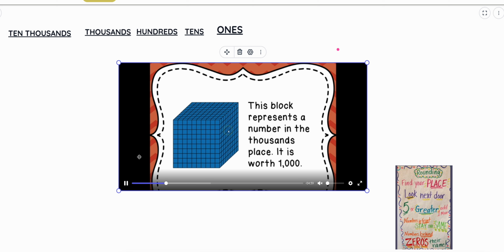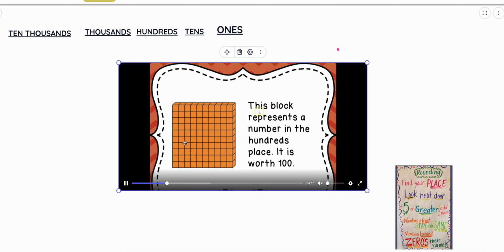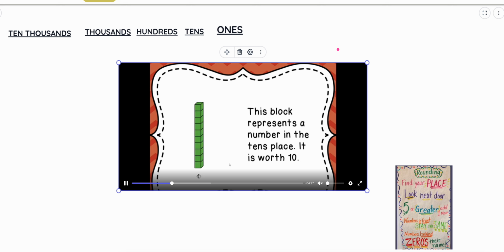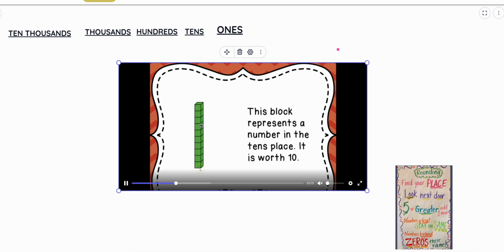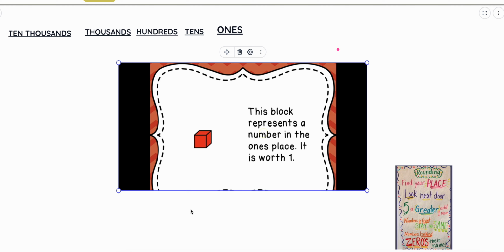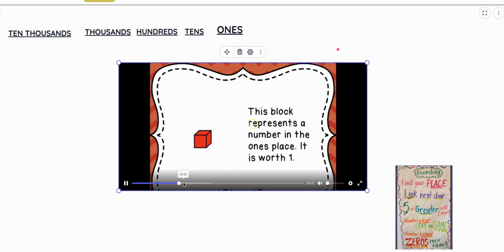This block always represents 1,000, okay? It's worth 1,000. This block represents 100, okay? Because we've got 10 going up and down, 10 side to side. We all know that 10 times 10 is equal to 100. This number block will always represent 10, the tens place, okay? Because when you count, you've got 10 blocks. And this one is worth 1 because you have 1 block.